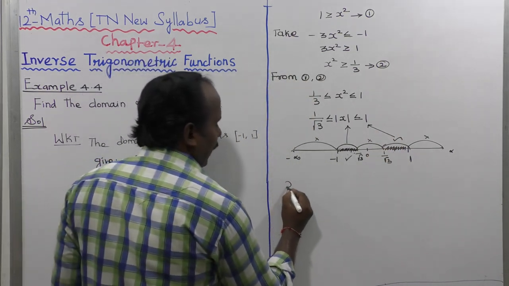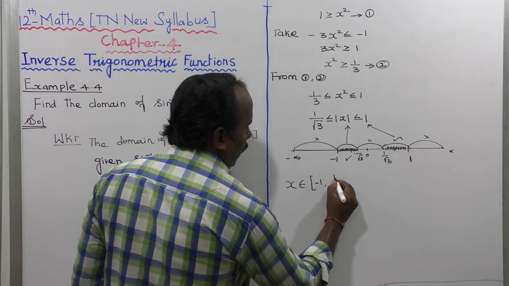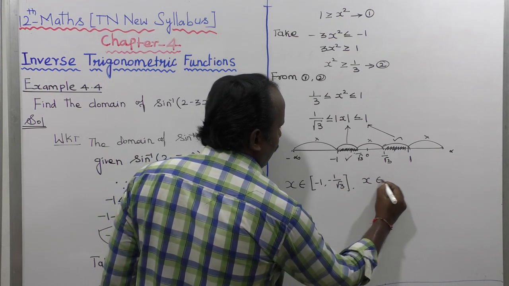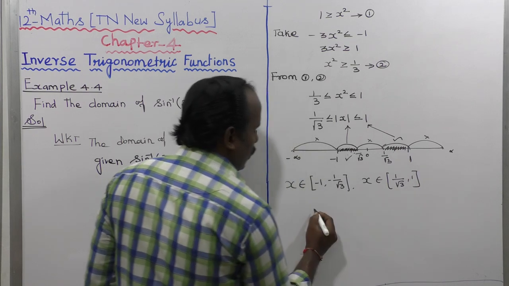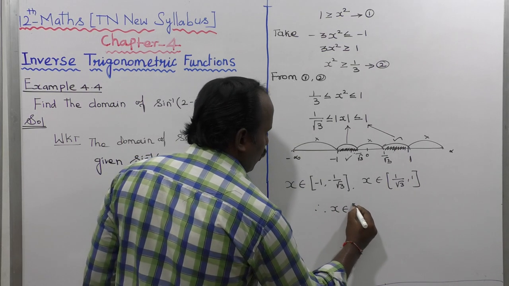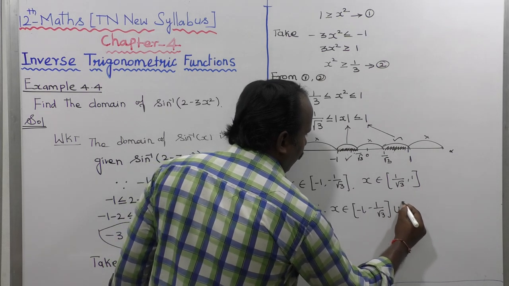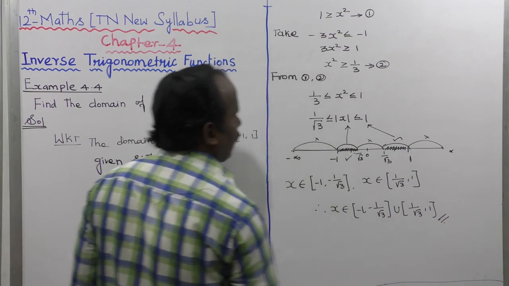So x belongs to the first interval, minus 1 to minus 1 by root 3. Next, x belongs to 1 by root 3 to 1. So therefore, x belongs to minus 1 comma minus 1 by root 3, union 1 by root 3 comma 1. That's all the answer.